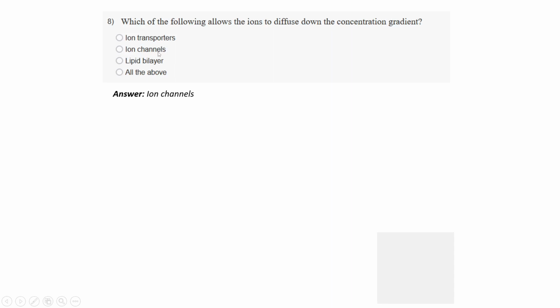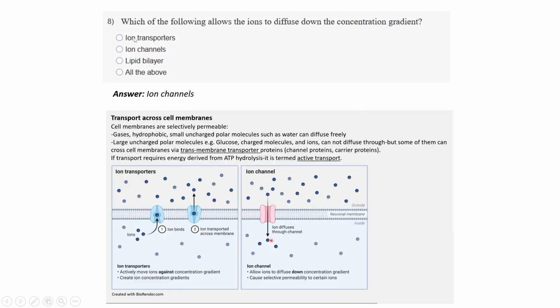Option B. Ion channels. Sir, B. Yeah. So what does an ion transporter do? Ion transporters move ions against the concentration gradient, from lower concentration to higher concentration. So please remember that in any physiological process, if you are transferring some material from lower concentration to higher concentration, you will always require energy. But during transport from higher to lower, it does not require energy because it is already higher. So it will passively diffuse through the channels.